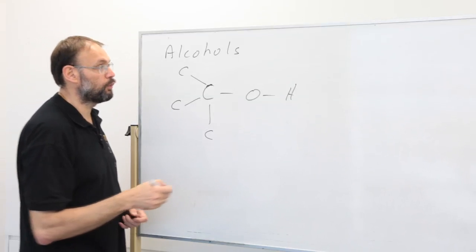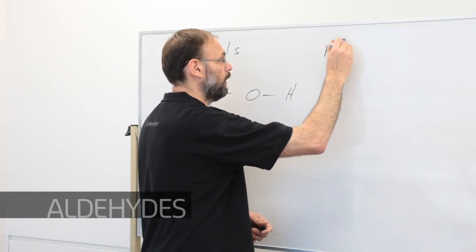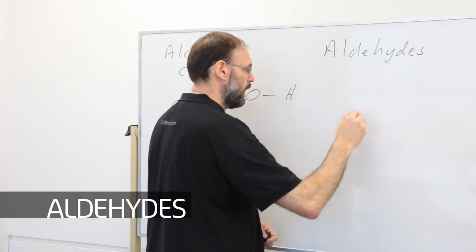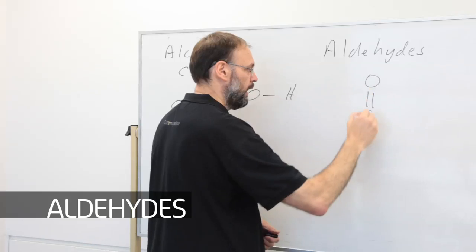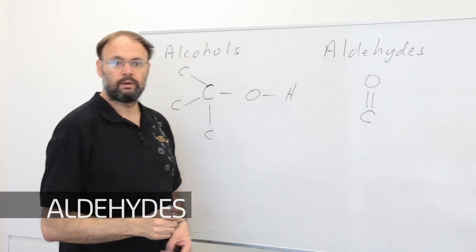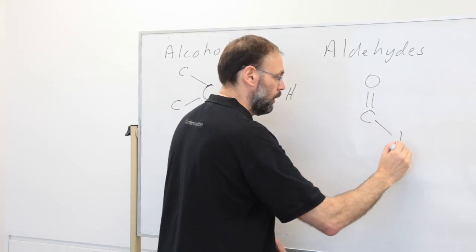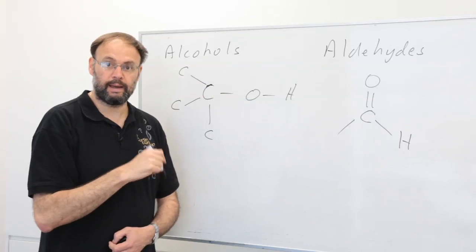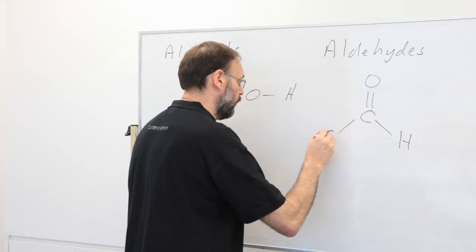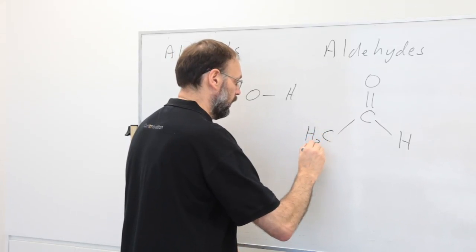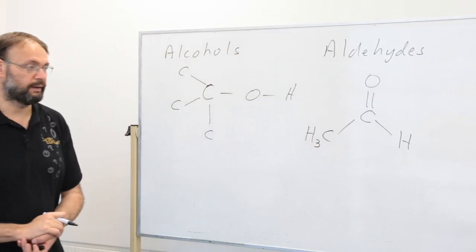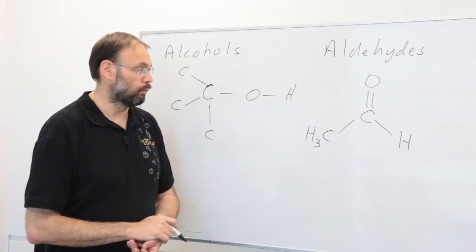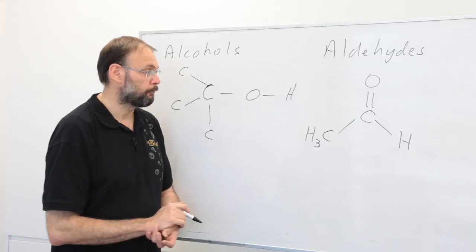Another important functional group we would like to consider are aldehydes. And these compounds have a carbon-oxygen double bond, a hydrogen, and another group here which can either be a carbon or a hydrogen. For a simple example, let's make that a methyl group, so we have ethanal, or commonly known as acetaldehyde.